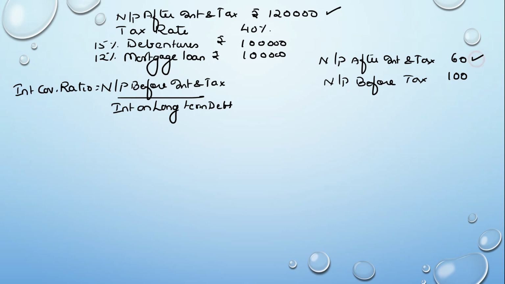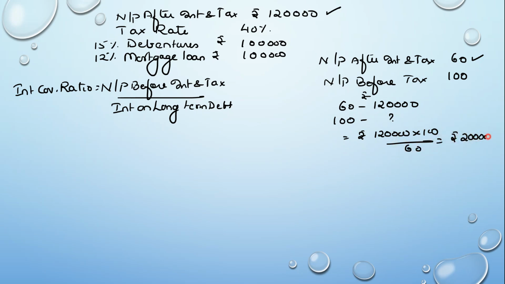So we know 60 is represented by 1,20,000 rupees. So we want to find out what is 100, and we get it as rupees 1,20,000 into 100 divided by 60, which we did in the previous one. The same numbers have been used. 2 lakh rupees. So we got net profit before tax. That is what is 2 lakh rupees. Now we will have to calculate the interest. Interest, there are two items.